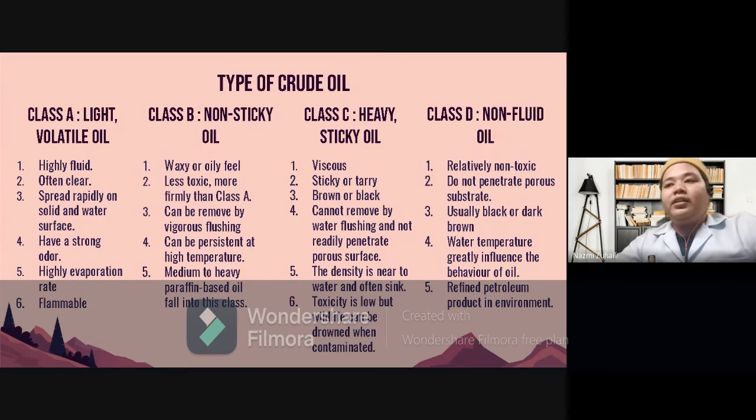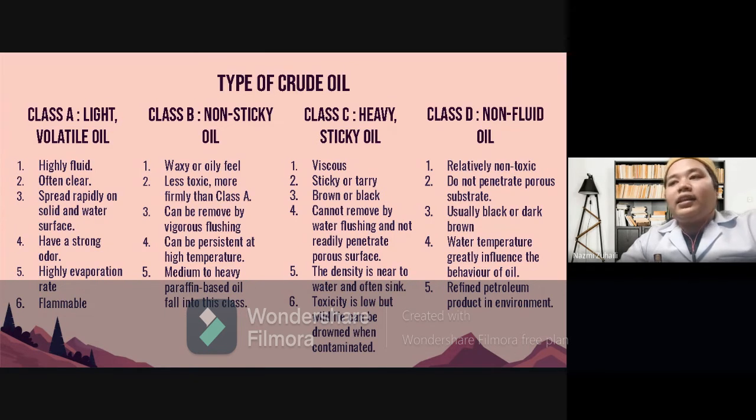Class B is non-sticky oil. The characteristics are a waxy or oily feel, less toxic but more firmly adhering than class A. It can be removed by vigorous flushing, can be persistent at high temperature, and medium to heavy paraffin-based oil mostly falls into this class.